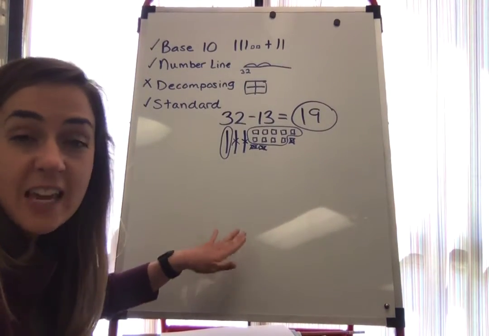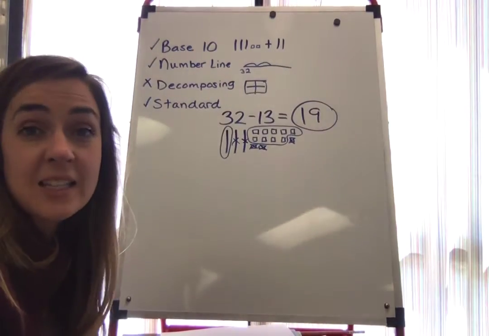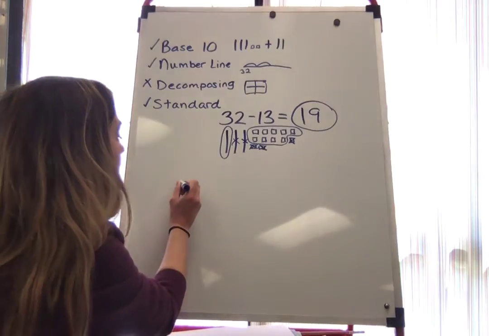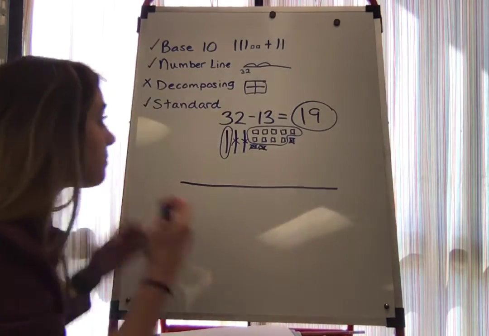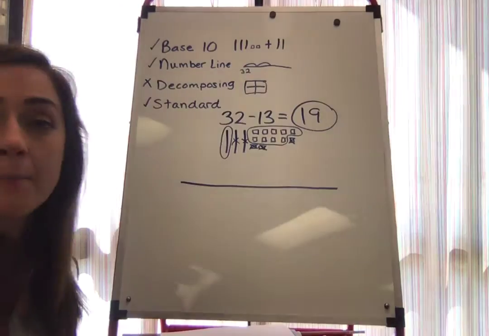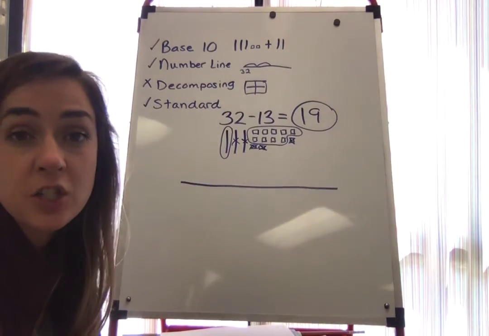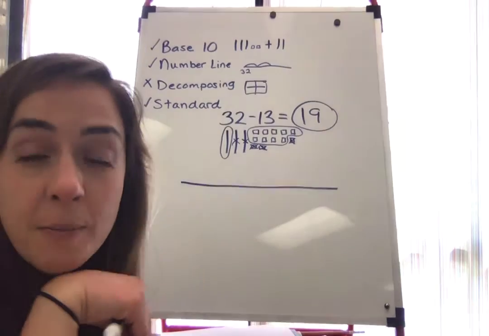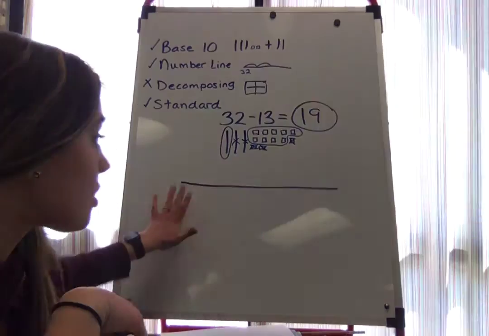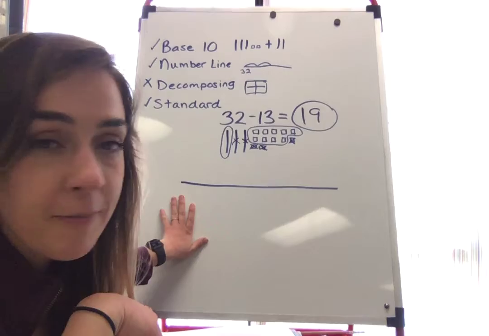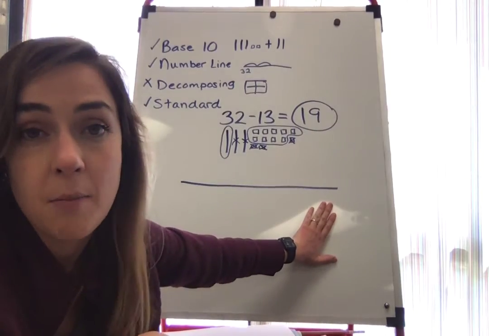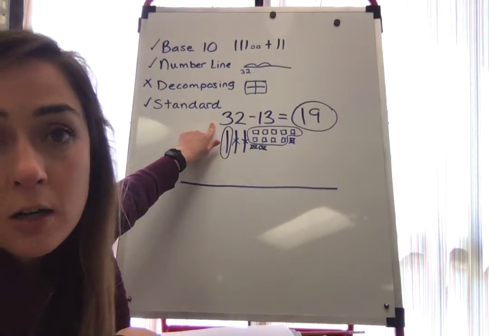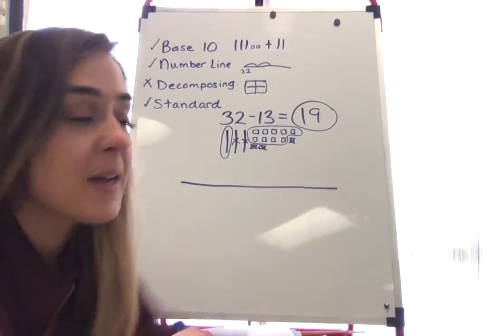Now I'm going to do the same problem, 32 minus 13, but I'm going to use a number line. So here's my number line. The first number in my problem tells me where I start. So this 32. Now, I have to remember that if it's a subtraction problem, I don't start at the beginning of my number line. I have to start at the end of my number line. So I'm going to write this number 32, the number that's in my start, at the end of my number line.